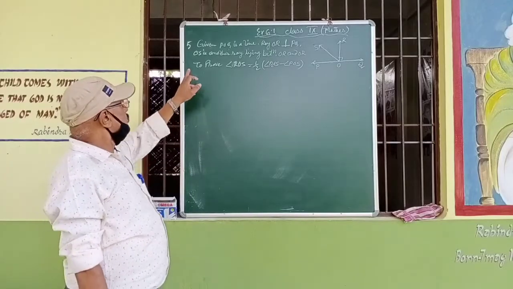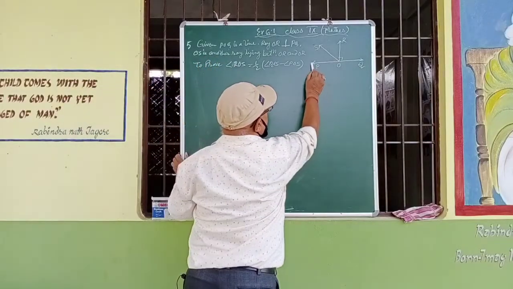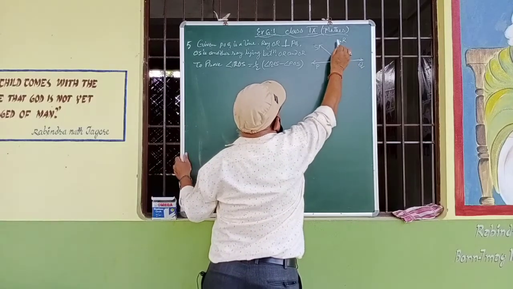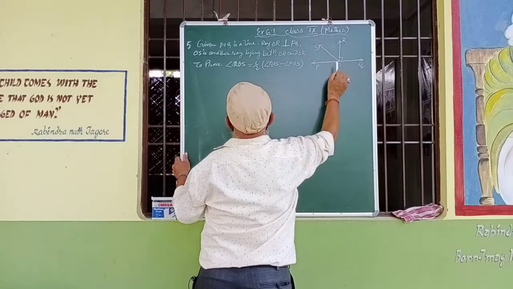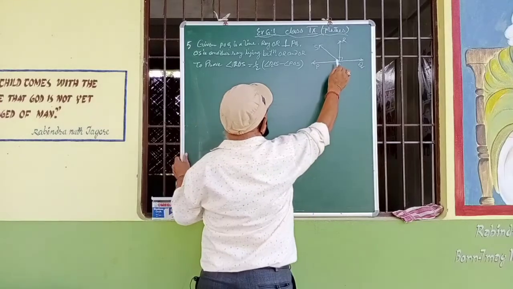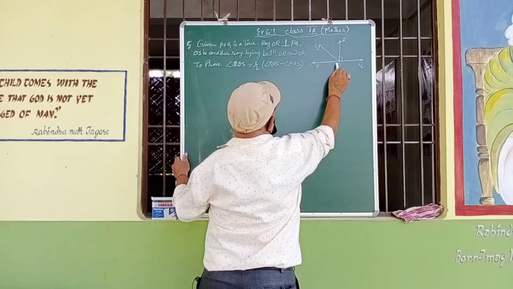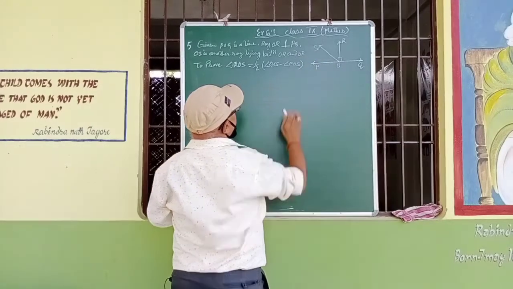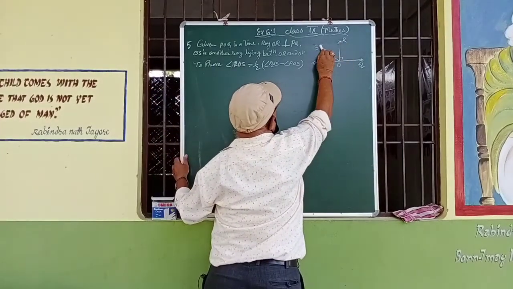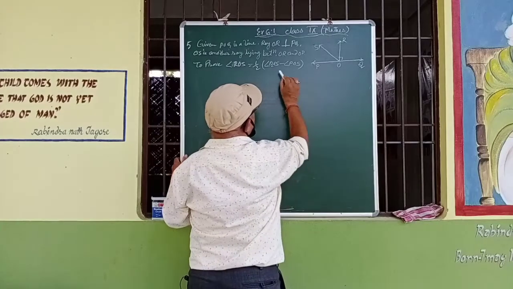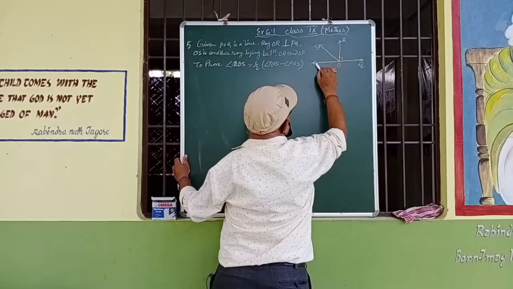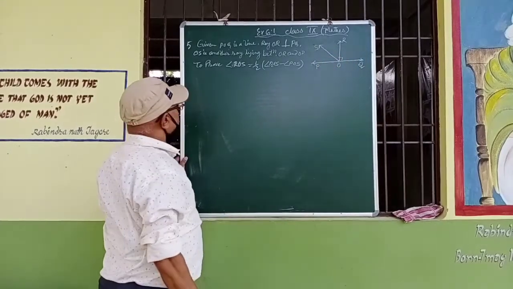Question number 5. Given POQ is a line, ray OR is perpendicular on PQ, OS is another ray between OR and OP. To prove ROS is equal to half of QOS minus angle POS.